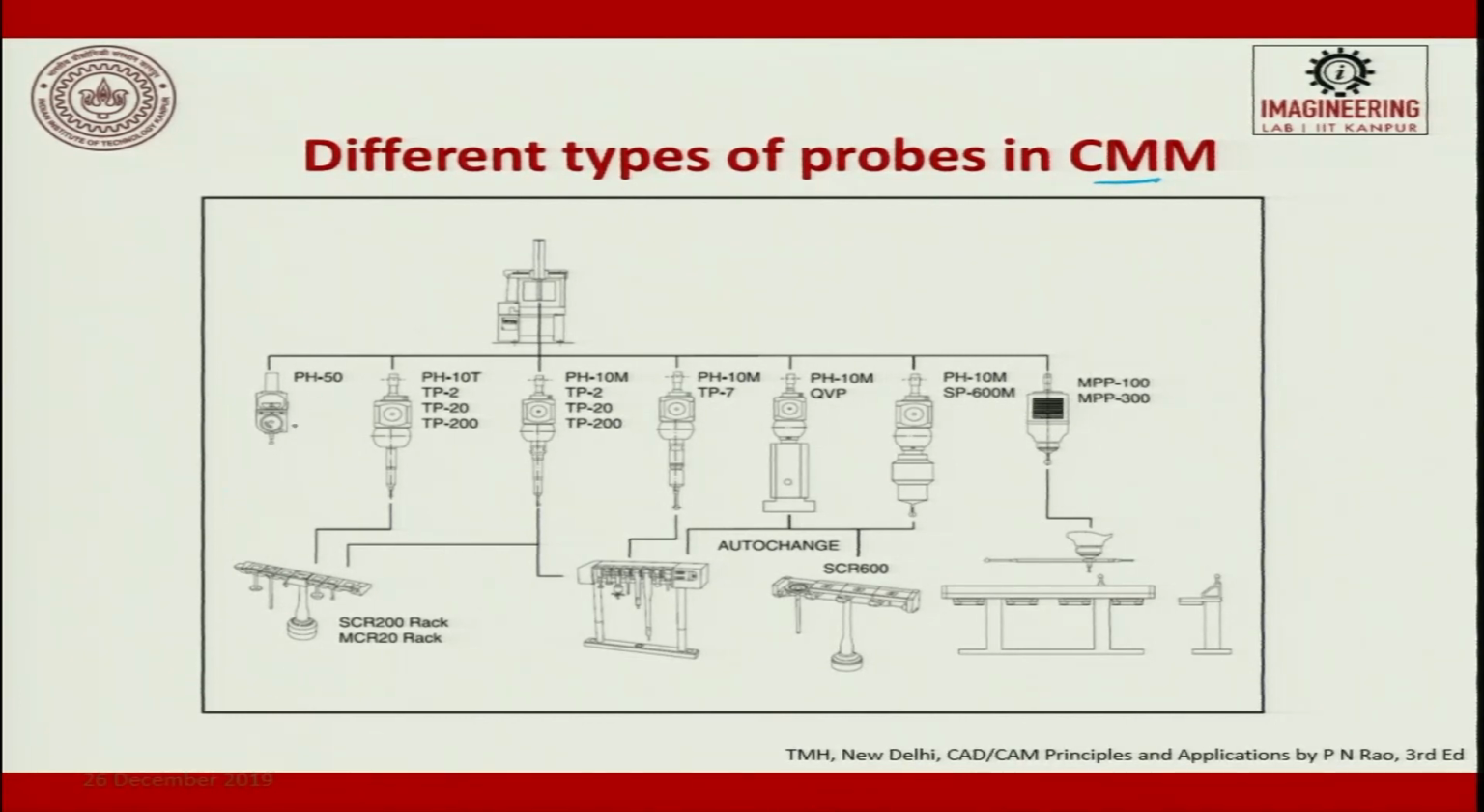These are the different types of probes you will have. You can have lengthier ones, you can have star type, you can see a ring type. So, these are the multiple probes which are used. And like in CNC machines, here also you can have auto changers where the probes are changed and the head will be the same.